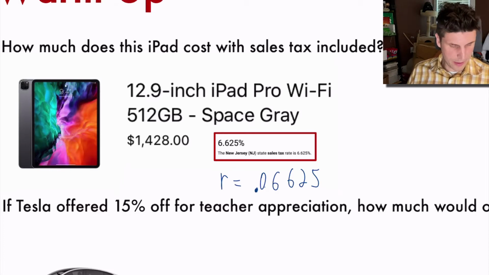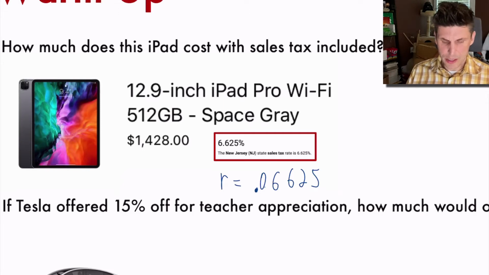What I want to know is, I'm not sure if I said this to you, but how much does the iPad cost with the tax? I don't want to know how much tax I'm paying, just how much does it cost with the tax. So the fast way to do it, many of you know, is rather than taking 6% of the total and then adding it back, you can just multiply by 106% of the total, or in this case, 106.625.